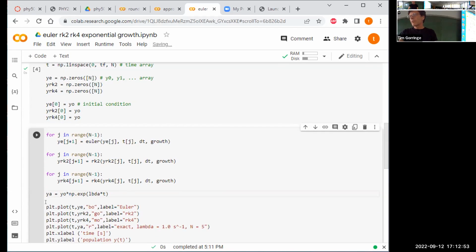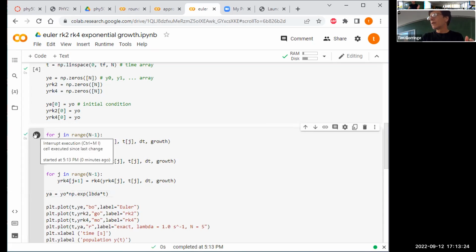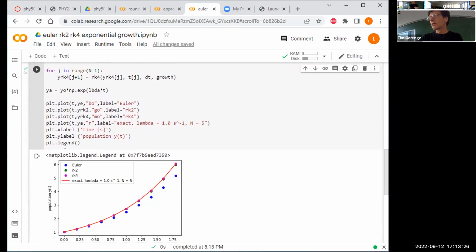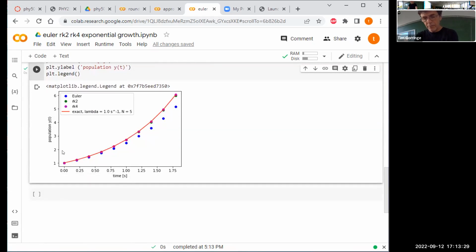So I'm going to plot t versus y for the Euler method. That's going to be in blue. I'm going to plot t versus y for the second order Runge Kutta. That's going to be in green. The t versus y for the Runge Kutta 4 method in magenta, and I'm going to compare it all to the analytical result. And so that's what I got here.